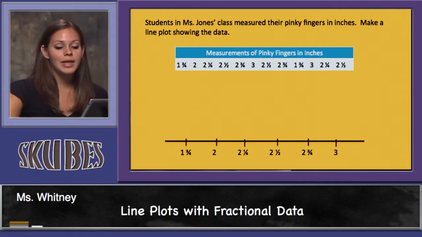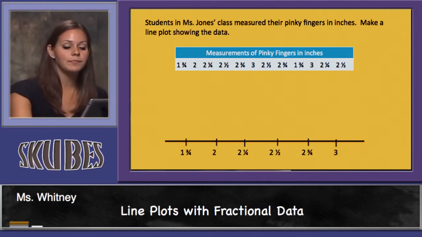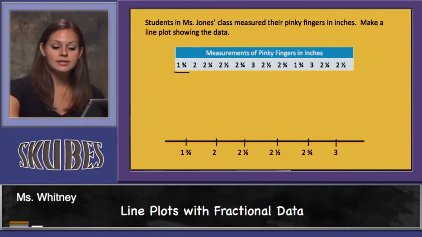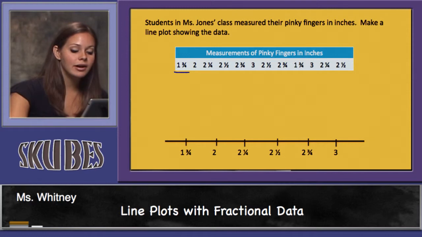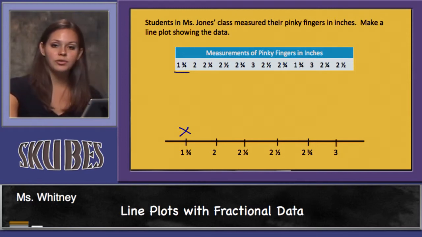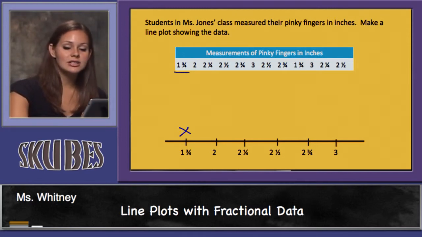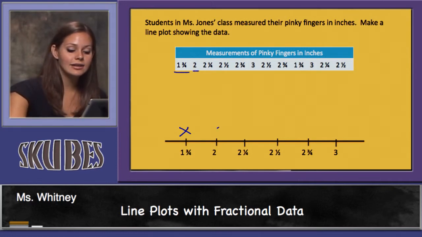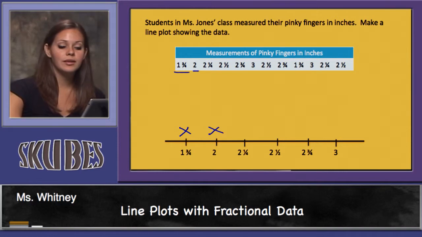In our data table, we have the measurements of pinky fingers in inches. On our line plot below, we will put an X each time the measurement is listed in the data table. First, we have 1 3/4. So we'll put an X above 1 3/4. Next, we see 2. So we'll put an X above 2.